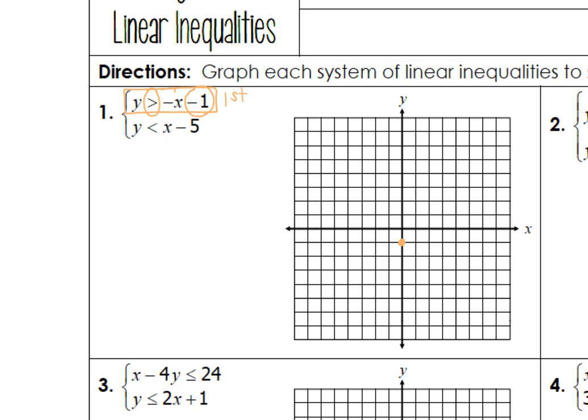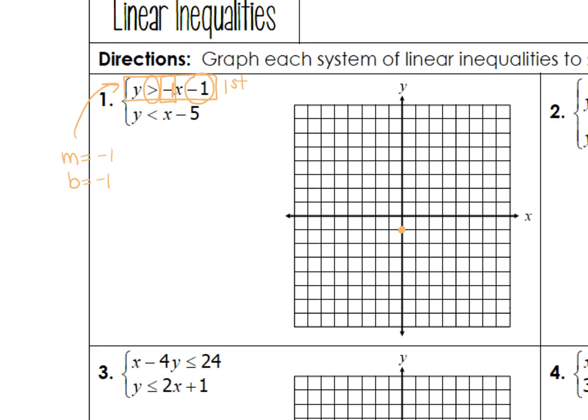Your slope right now comes from that negative. Essentially, there's a negative 1 as your slope. So for this line, you have a slope of negative 1 and a y-intercept of negative 1. From the negative 1, you're going to go down 1, right 1, down 1, right 1, down 1, right 1. Now, before you draw a line in, you have to look at your symbol. There is no equal-to bar under that symbol, which means the line itself is not part of your answer. So you're going to make a dotted line.